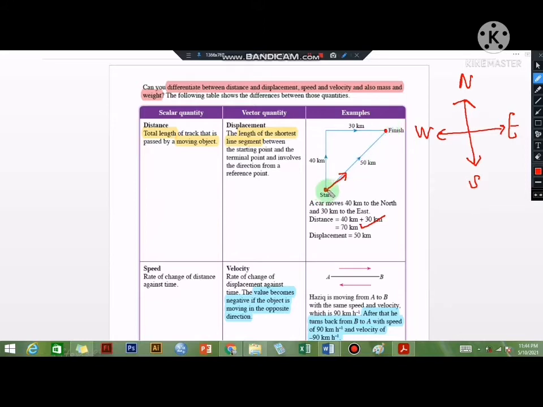So we know that the direction of the displacement is the shortest one. So displacement is 50 kilometer. How did you get 50? 40 squared plus 30 squared and then you square root. Then you will get 50 kilometer. So this is the displacement. And then after that, what should you do?